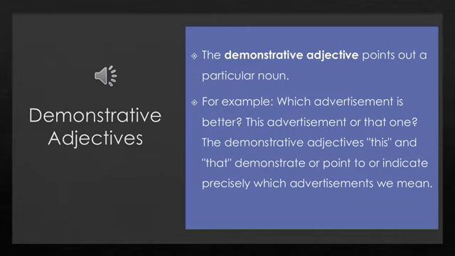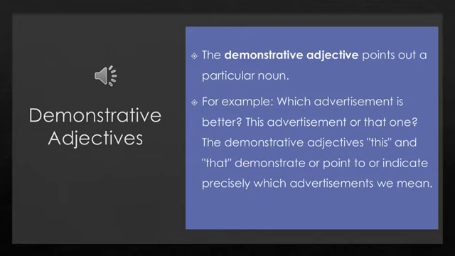The demonstrative adjective points out a particular noun, okay? For example, which advertisement is better? This advertisement or that one? Do you see how the words this and that are pointing out the particular nouns that they are talking about? The demonstrative adjectives this and that demonstrate, or point to, or indicate precisely which advertisements we mean. Remember, the demonstrative adjective points out a particular noun.